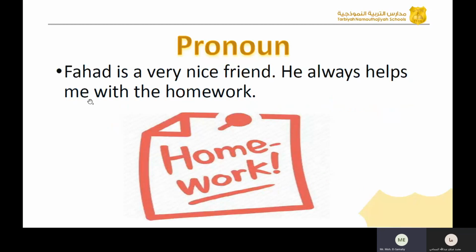Let's see the examples. Fahad is a very nice friend. He is substituted in Fahad's place. In order not to say Fahad is a very nice friend, Fahad always helps me with the homework, no. I just say Fahad one time only, and the second time I say he. Fahad is a very nice person, he always helps me with the homework.